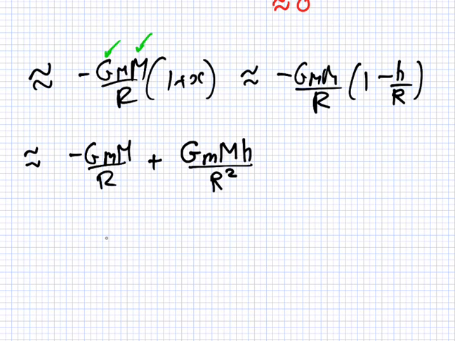Now, this is where I kind of have to stop because I don't have my list of constants. I don't know off the top of my head what the mass of the Earth is, or what the radius of the Earth is, and so on. But you can see from the formula, if I look to the right, I have an M, a small m, and an H.